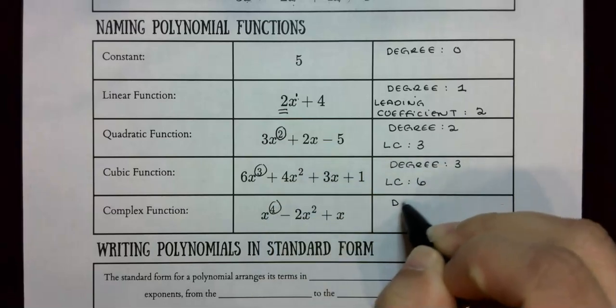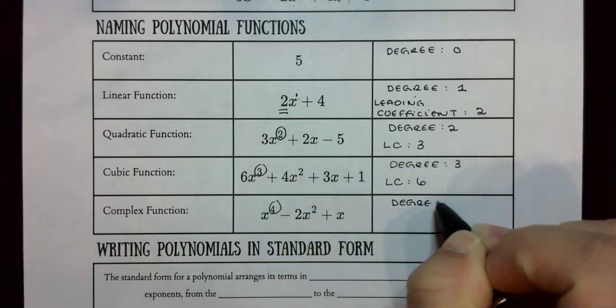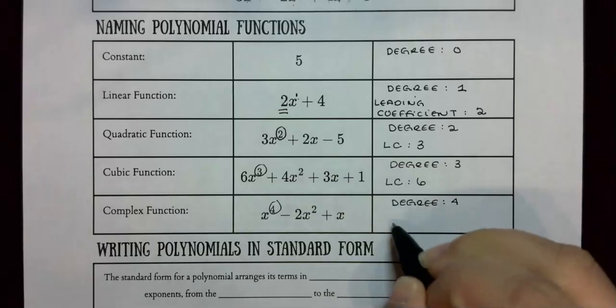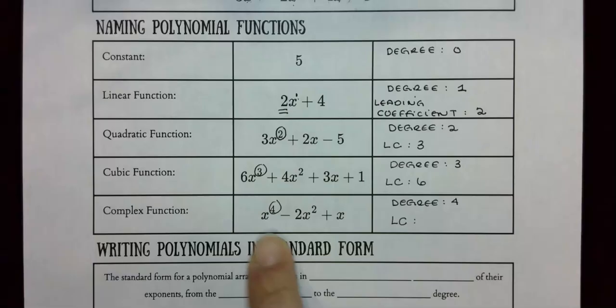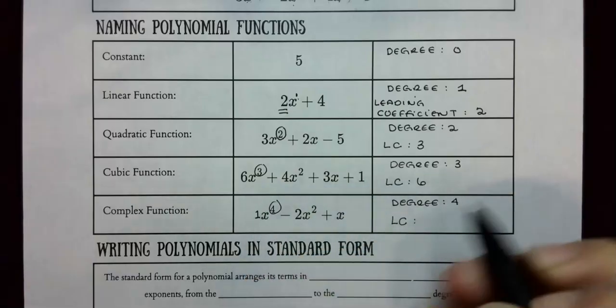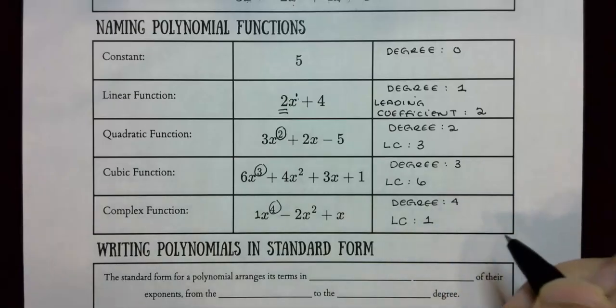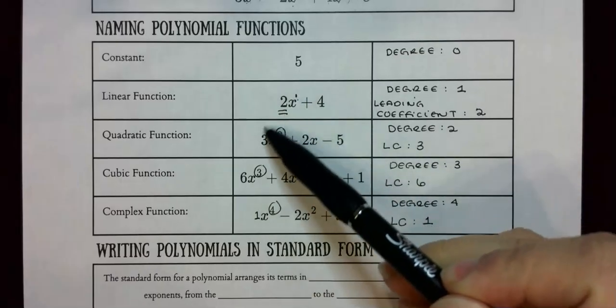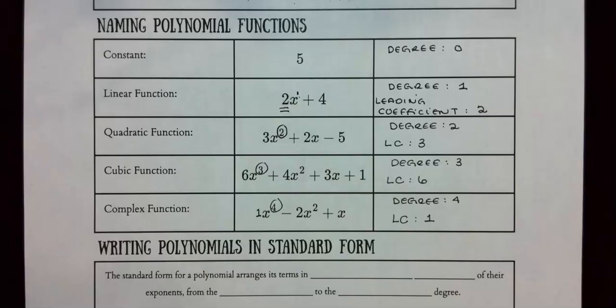So we get to say this has a degree 4 polynomial here. And our leading coefficient, so even though it doesn't look like it has a number, remember there's an understood 1 here. So our leading coefficient can be 1. Also keep in mind your leading coefficient can also be a negative number. It just happens that none of these numbers here were negative.